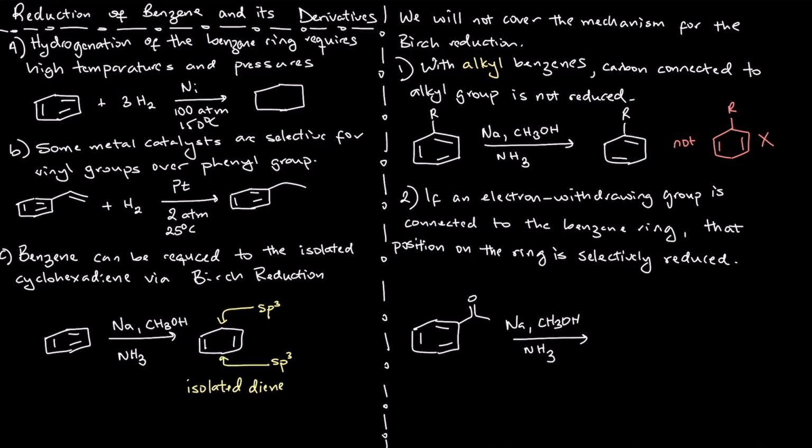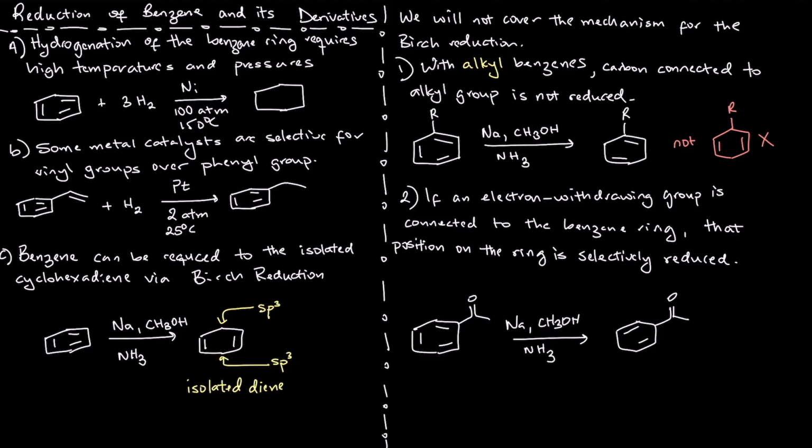Secondly, if you're dealing with an electron withdrawing group on your benzene, such as a ketone, an aldehyde, an ester, nitriles, all of those types of electron withdrawing groups, now there's also a regioselectivity that is observed in these types of Birch reductions. You would actually selectively reduce the carbon bearing that group. This time as your major product, it is indeed the carbon bearing that electron withdrawing group that does get selectively reduced as well. So you form an isolated diene that incorporates the reduction at that particular carbon that's bearing that electron withdrawing group.